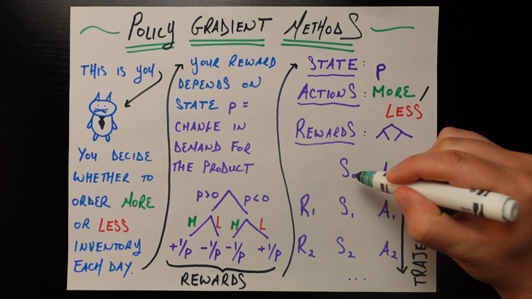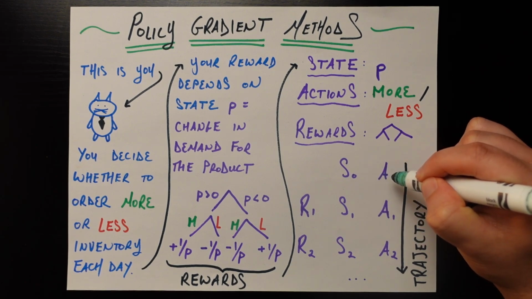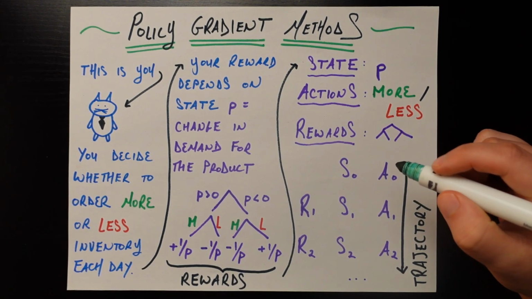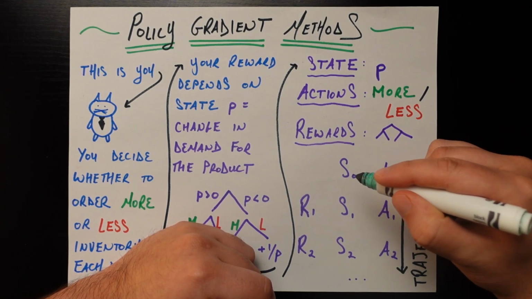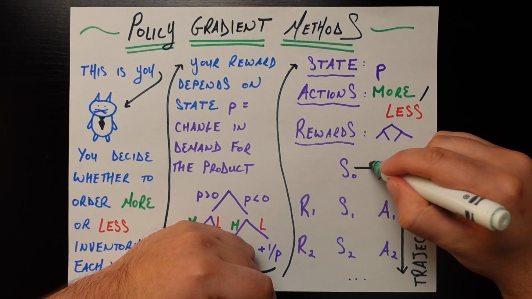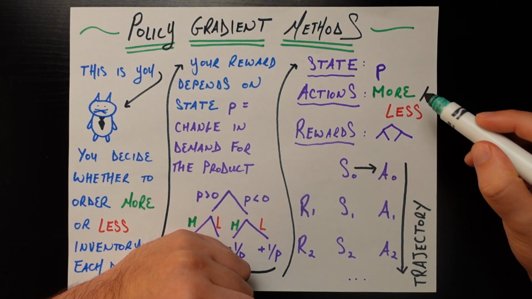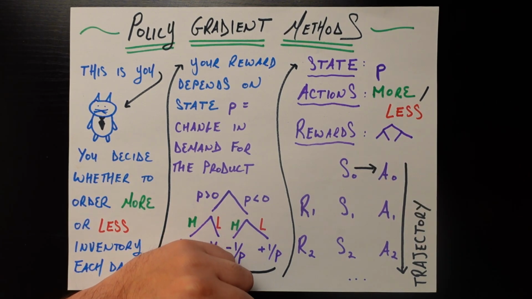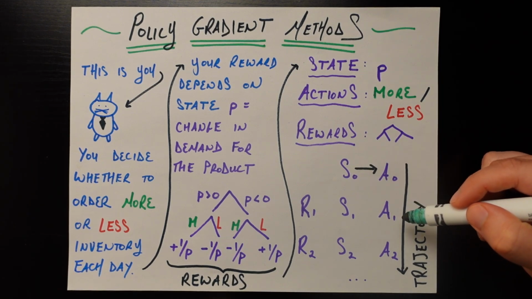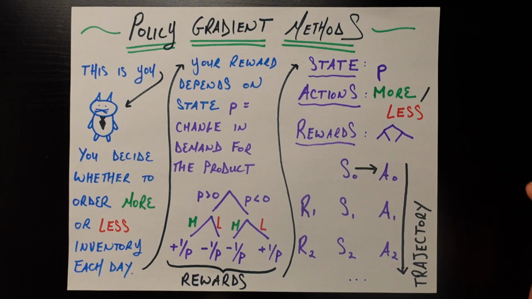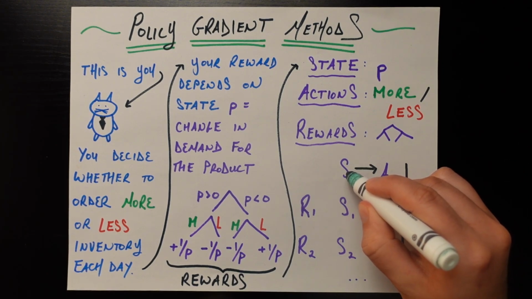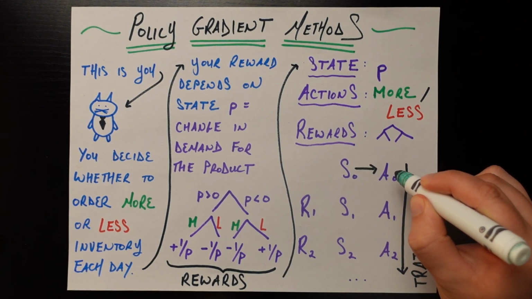But that initial state is going to impact the action that we take in the very first time period. And so that initial state, we're going to look at it, and we're going to say, based on that initial state, I'm going to decide some action, either ordering more or less of the product. Now we get to the next time step. The reward that we immediately see after that is going to be a function of the state that we were just at and the action that we just took.